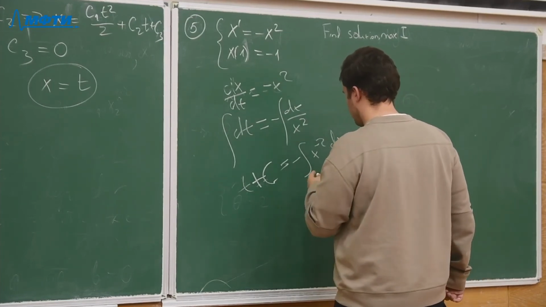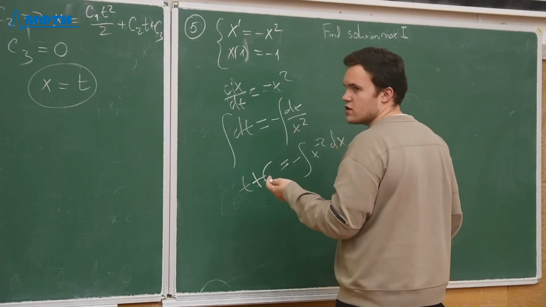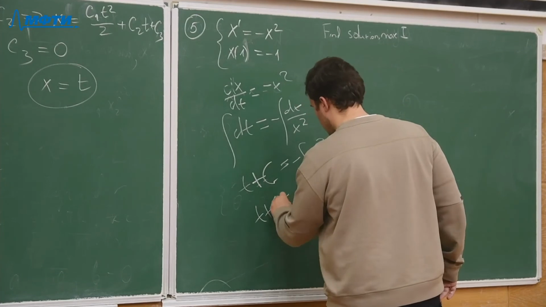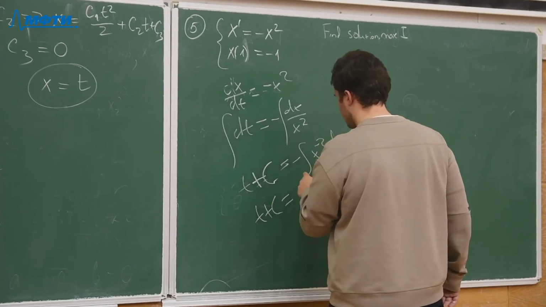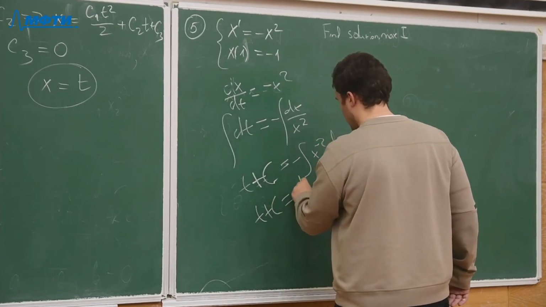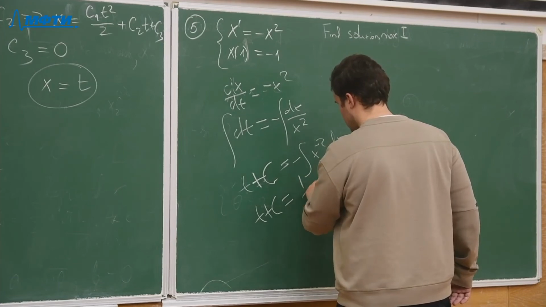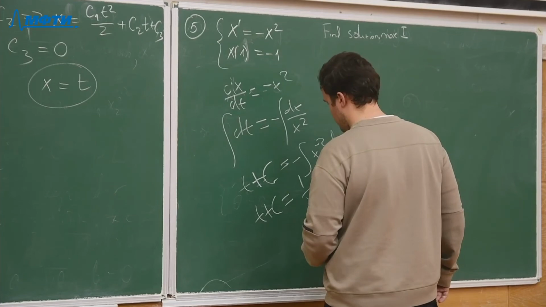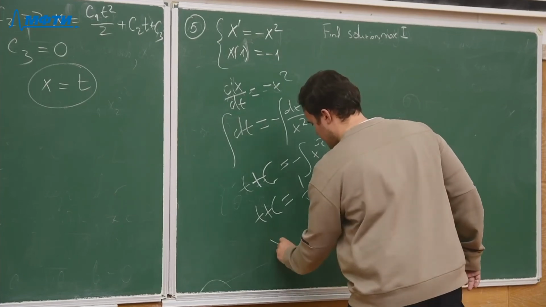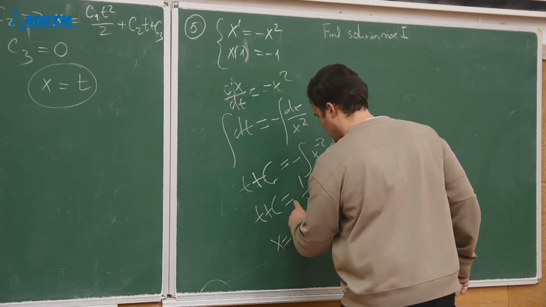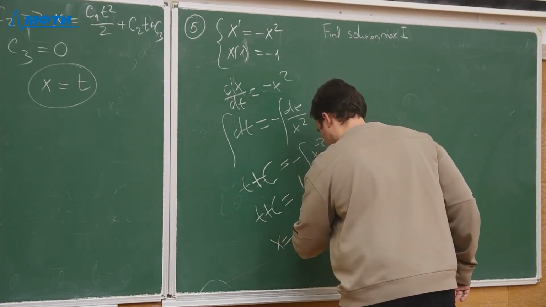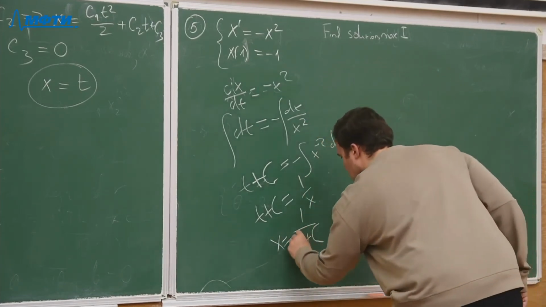Just the table, it's just the regular power, plus 1 to the power. So the minuses will cancel, and we just get 1 over x. 1 over x, correct. No plus c, so it's okay. Then x is equal to 1 over t plus c. T plus c, correct.